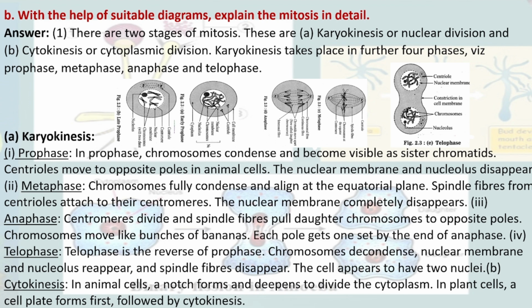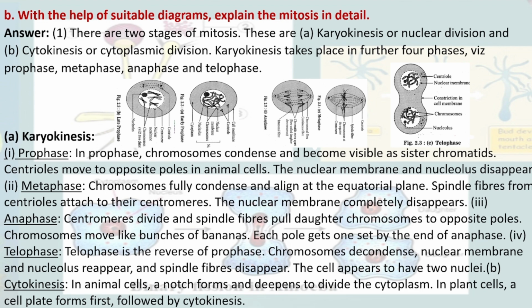Second, metaphase. Chromosomes fully condense and align at the equatorial plane. Spindle fibers form and attach to the centromeres. The nuclear membrane completely disappears. Third, anaphase. Centromeres divide and spindle fibers pull daughter chromosomes to opposite poles. Chromosomes move like bunches of bananas. Each pole gets one set by the end of anaphase. Fourth, telophase. Telophase is the reverse of prophase. Chromosomes decondense, the nuclear membrane and nucleolus reappear, spindle fibers disappear and the cell appears to have two nuclei.